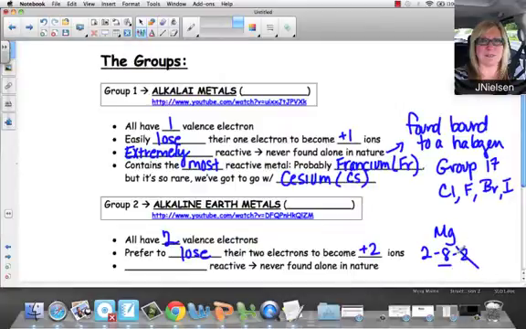And when it does that, it's now got 10 electrons and 12 protons, which gives it a net +2 charge. They're fairly reactive and never found alone in nature. So they're also found bound to something.